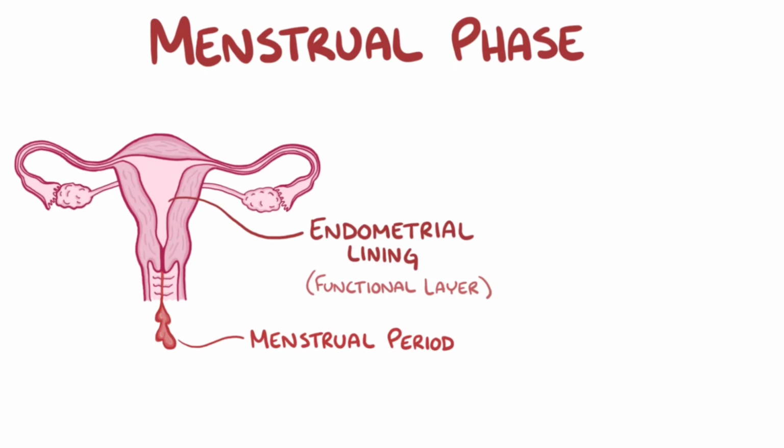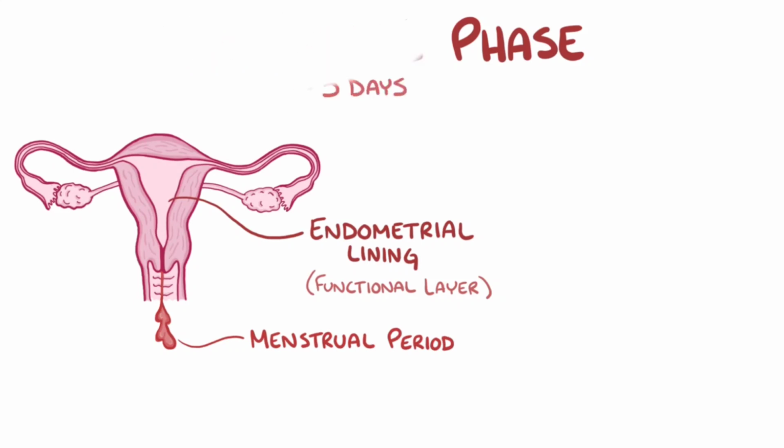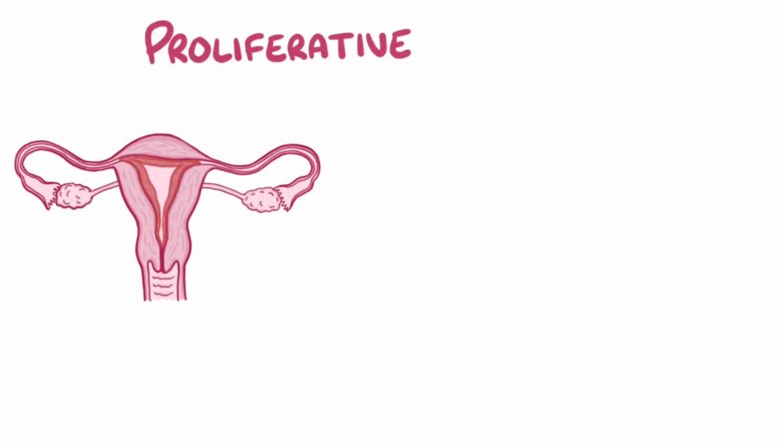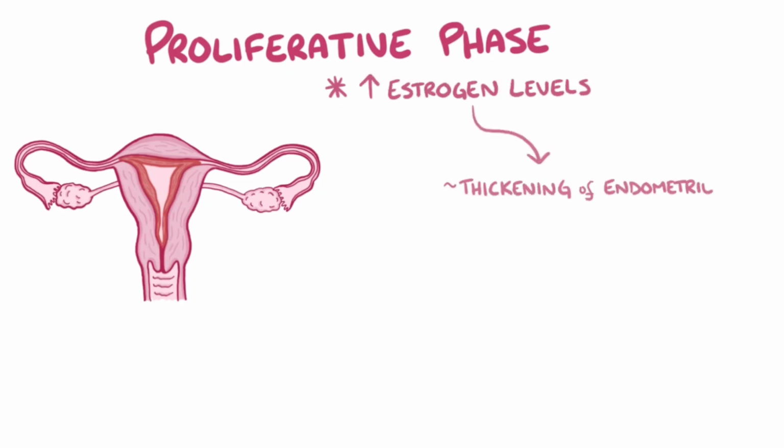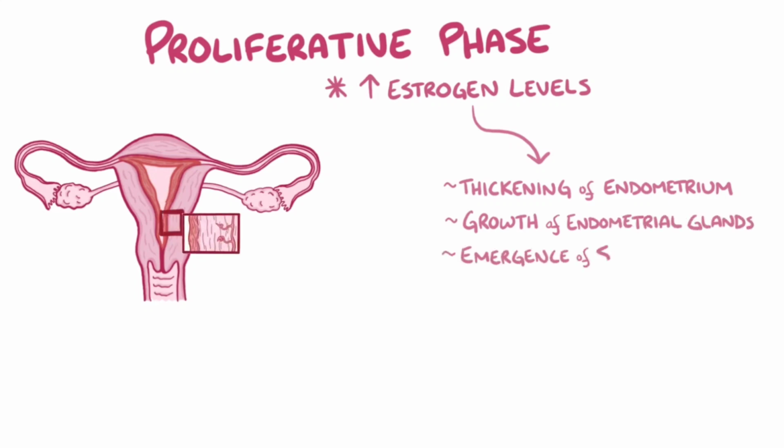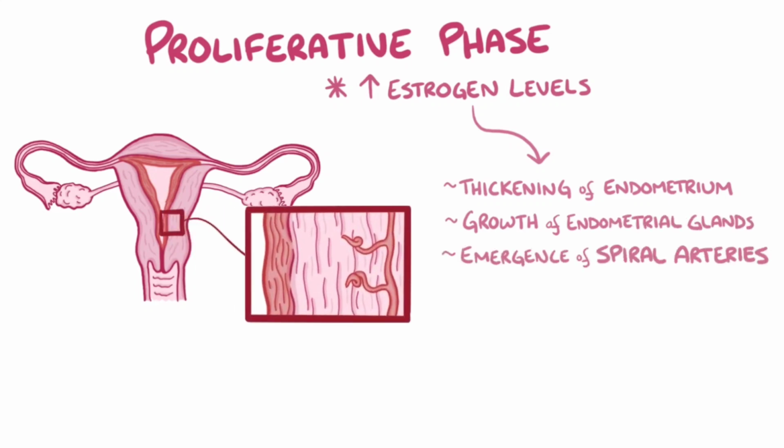The menstrual phase lasts an average of 5 days, and is followed by the proliferative phase, during which high estrogen levels stimulate thickening of the endometrium, growth of endometrial glands, and emergence of spiral arteries, which grow a little under the influence of estrogen from the basal layer to feed the growing functional endometrium.